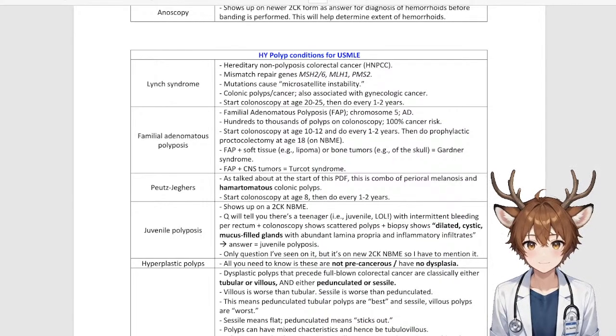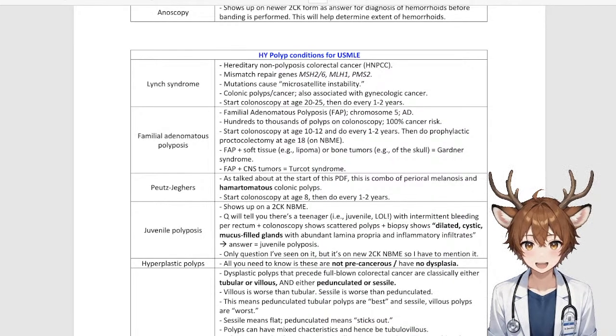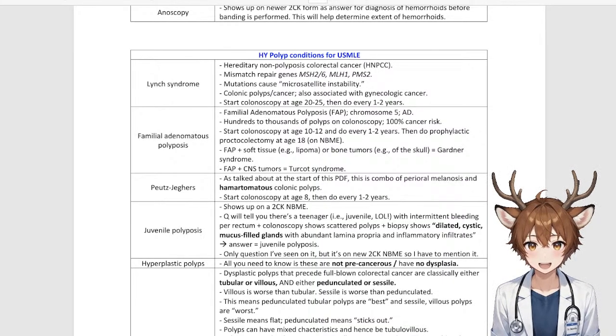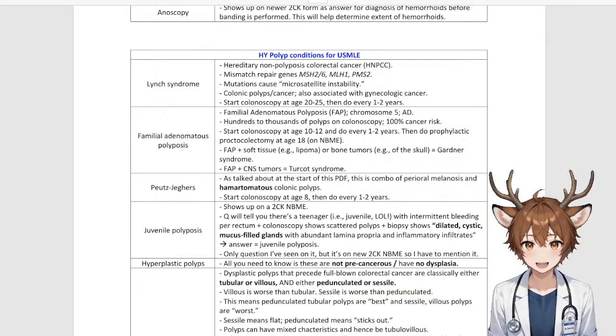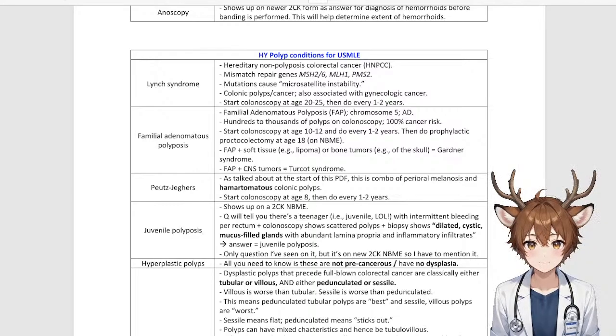Peutz-Jeghers syndrome. As talked about at the start of the PDF, this is the combination of perioral melanosis and hamartomatous colonic polyps. Start colonoscopy at age 8 and then do every 1 to 2 years.